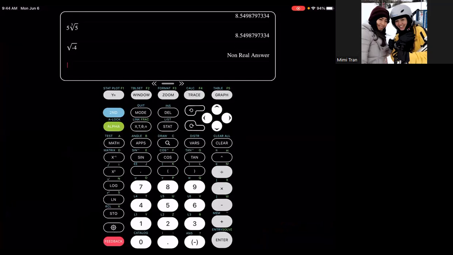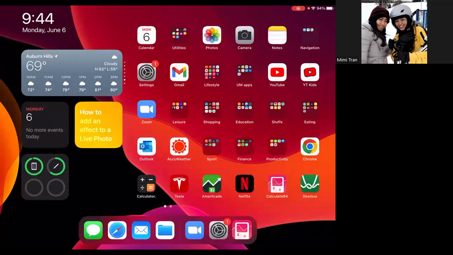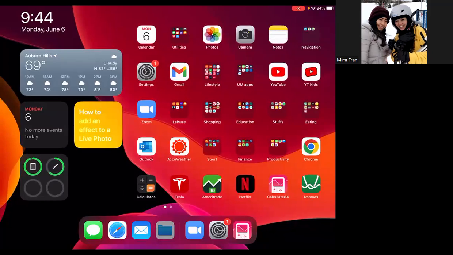It's a non-real answer, right? For now, we're going to say non, because it's not a real number. Later, we're going to learn about complex numbers, which are imaginary numbers. We're going to learn about the square root of a negative, but right now, it's not a real number. It's not in the world that we know.